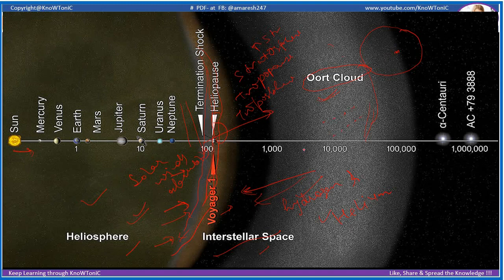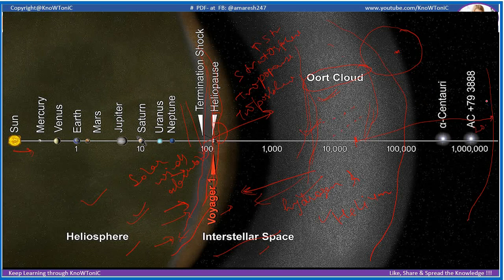It extends from 50,000, just you can see from 10,000 here, 50,000 to 2 lakh astronomical units. Now it has two regions. This region is the inner space of the Oort cloud, and this is the outer space of the Oort cloud. The inner region is disc shaped and the outer region is spherical in shape.